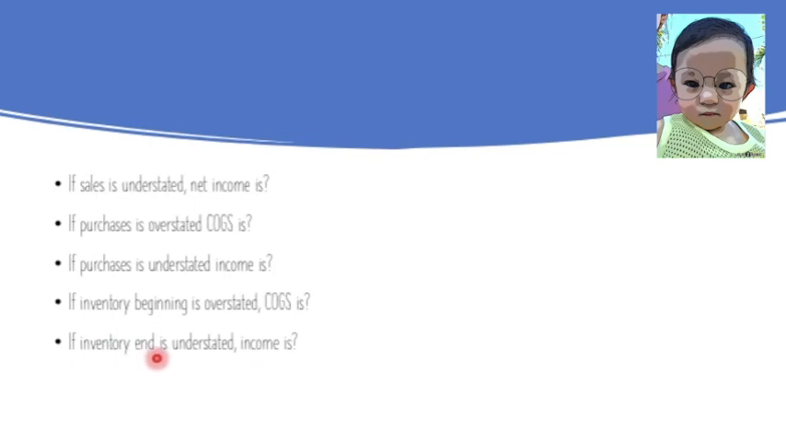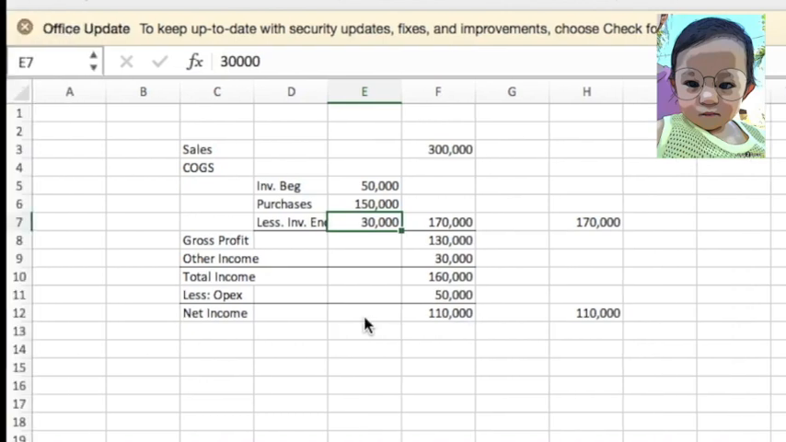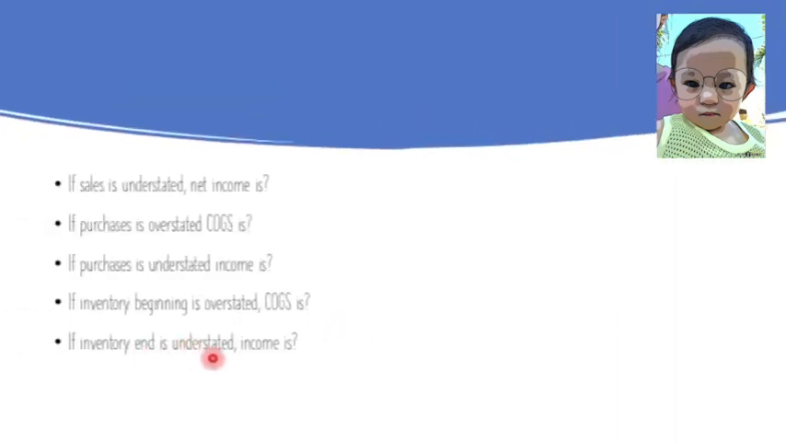How about inventory end? The current net income is 110,000. Current ending inventory is 30,000. Let's make this one 50,000. Your net income went up from 110,000 to 130,000. So if ending inventory is overstated, net income is also overstated by the same amount. Since they have the same effect, ending inventory and net income are directly related.